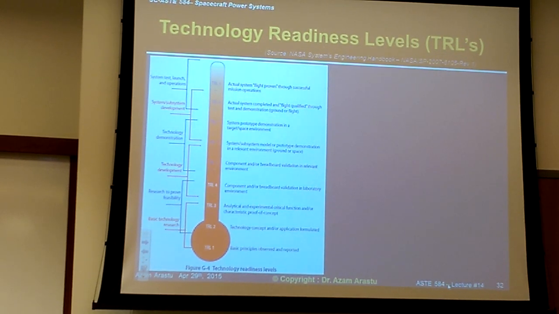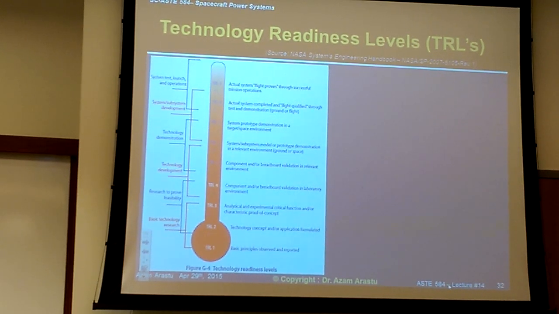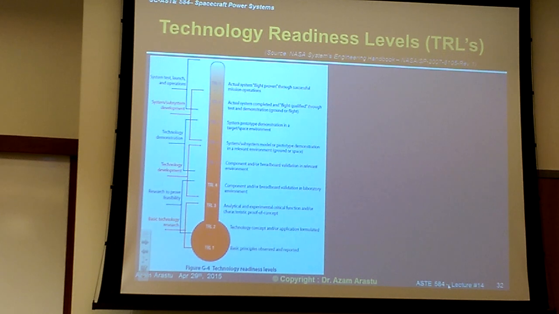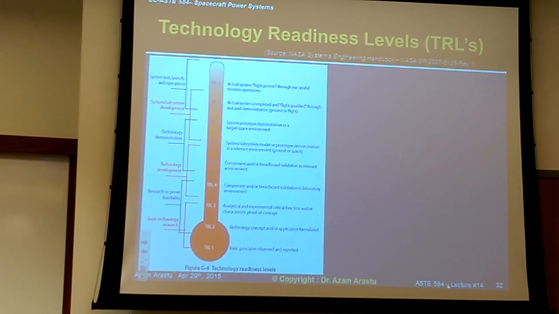So I was just asking, is there any uncertainty level in these different levels? Absolutely. This is really uncertainty level. So maturity, you can take it the other way around. Readiness is really a converse of uncertainty. The higher you are, the more certain you are, because you already built it. It's flying. I've got a hardware that's already flying. It's very certain.